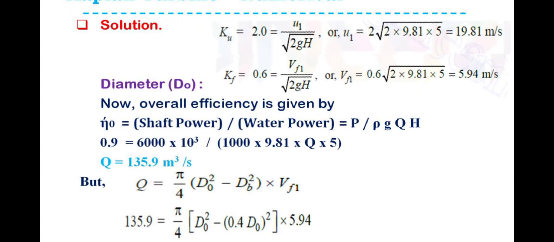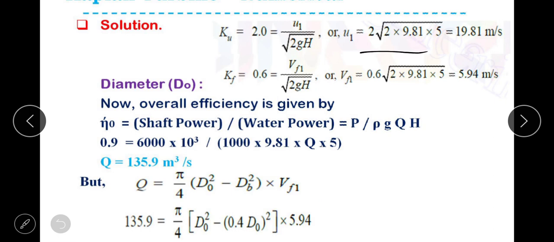Now solution, that is the data and formula required to find out. Now we will see the solution in detail. Ku, that is speed ratio, 2 is equal to u1 divided by root 2 gh, in which except u1 everything is known. Substitute the values, you will get 19.81 meters per second.